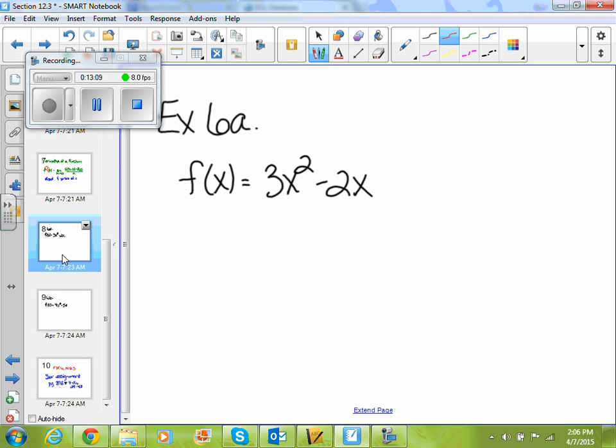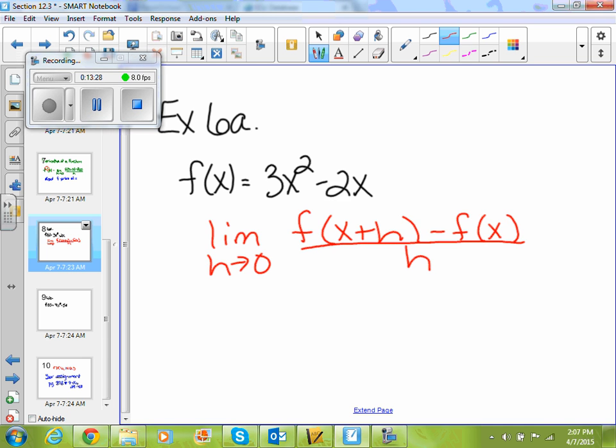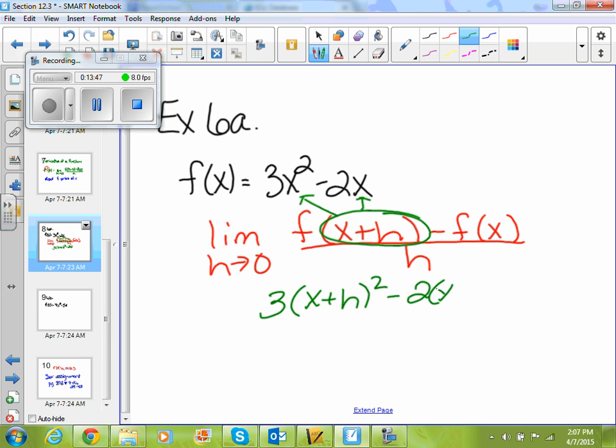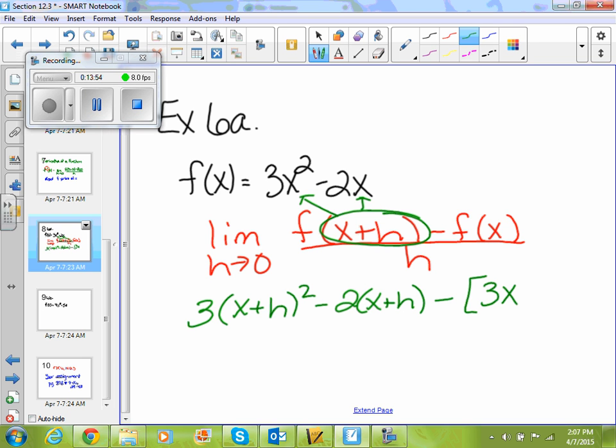Alright, so f of x equals 3x squared minus 2x. And we need to find the derivative of that function. So I'm going to find the limit as h approaches 0 of f of x plus h minus f of x divided by h. And so what that tells me to do is to put in x plus h anywhere I see an x in my first function. So 3 times x plus h squared minus 2 times x plus h minus f of x, which is 3x squared minus 2x, all divided by h.